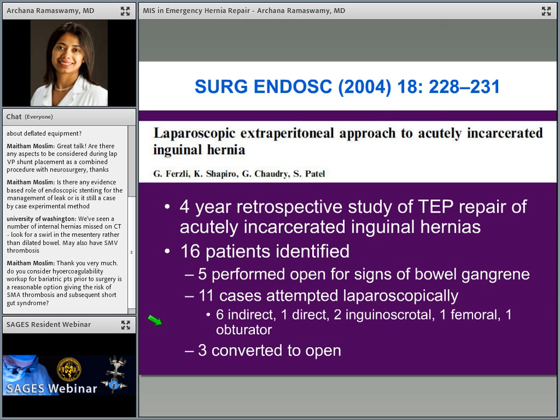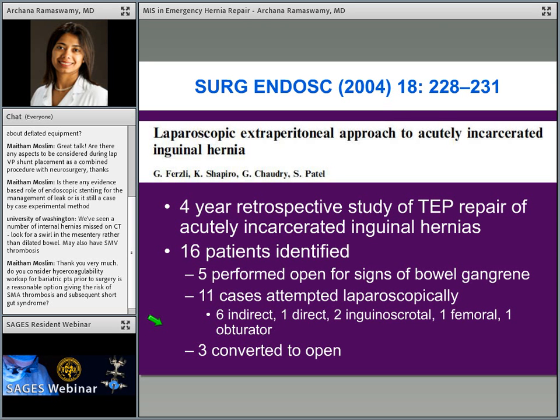So conclusion, it's feasible. I don't know that I would use the word entirely feasible. Maybe in Dr. Fursley's hands, it's entirely feasible. However, I think this is the key: you really have to be quite an expert at the TEP approach and be comfortable with these releasing incisions to approach these incarcerated hernias in this fashion.